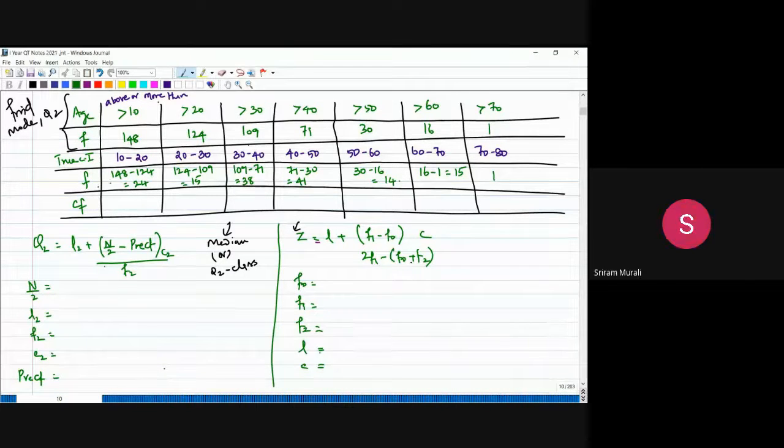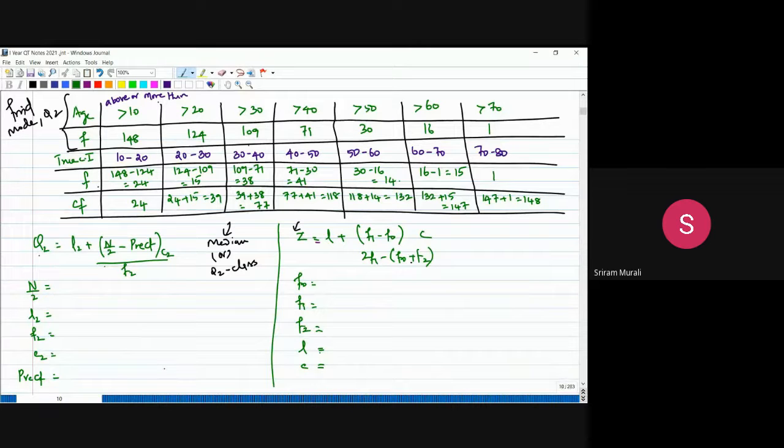Now, having found the frequency, we want to find the cumulative frequency. Why are we finding it? Because to find the mode. So minimum, this is your 24. First you write 24. 24 plus 15 will be 39. 39 plus 38 will be equal to 77. 77 plus 41 is equal to 118. 118 plus 14, 132. 132 plus 15, 147. 147 plus 1, 148. So this is my cumulative frequency.